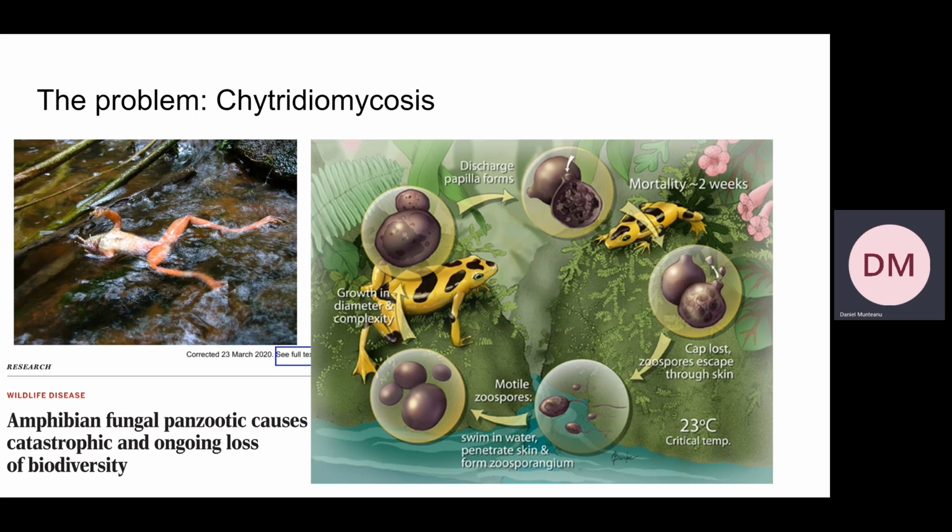So chytridomycosis is a fungal disease that affects a number of amphibian species, leading to massive die-offs and loss of biodiversity in habitats all around the world. And the key about chytridomycosis' spread, which is one reason why our model is particularly applicable to study it, is the way that it actually spreads.